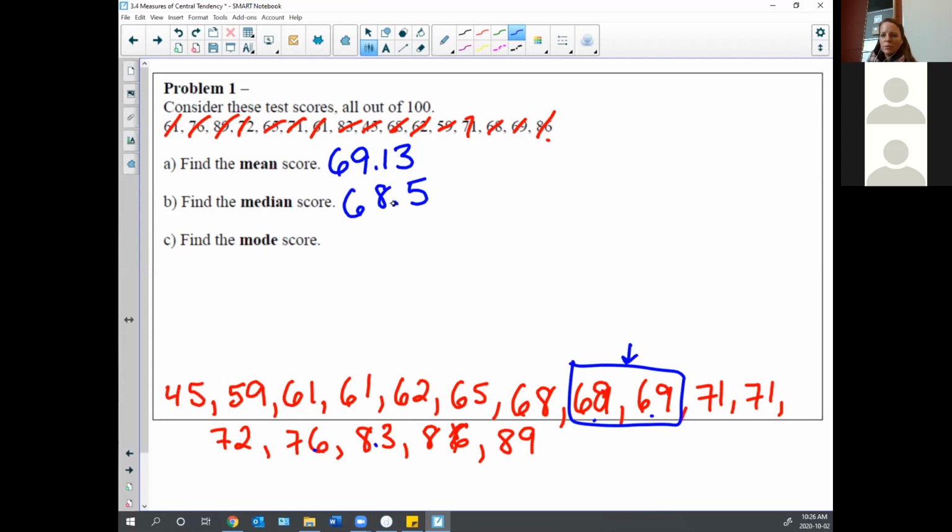Now the next question says, what shows up the most? What numbers do you see that show up more repeated times? I see 61, 68, and 71. 2 times.